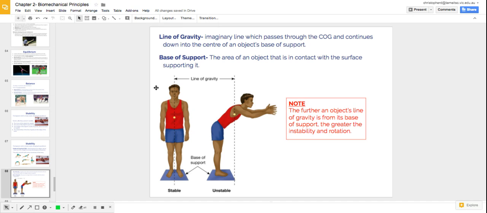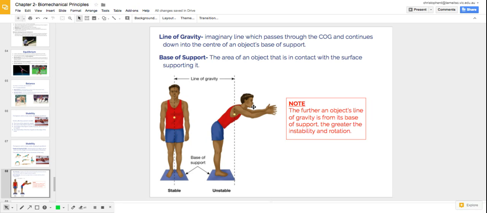What you also need to understand is we have a line of gravity. That's an imaginary line that essentially goes through our center of gravity, through to the base of support, which is the area of an object that is in contact with the surface. So if we're standing upright on the ground, our base of support is the ground. Our center of gravity is usually just above our belly button, and the line of gravity goes straight, imaginary, through the middle of us.